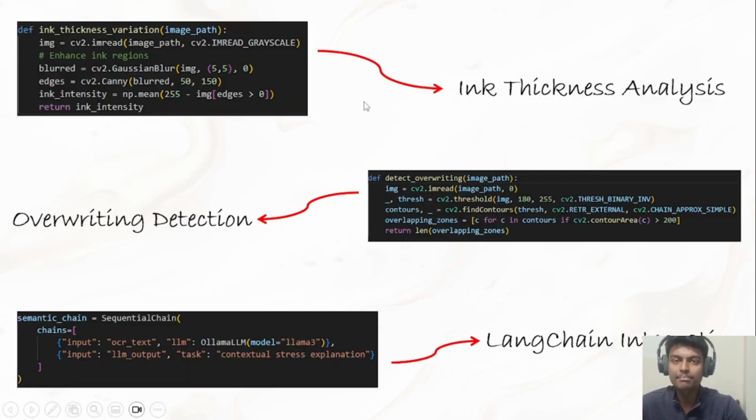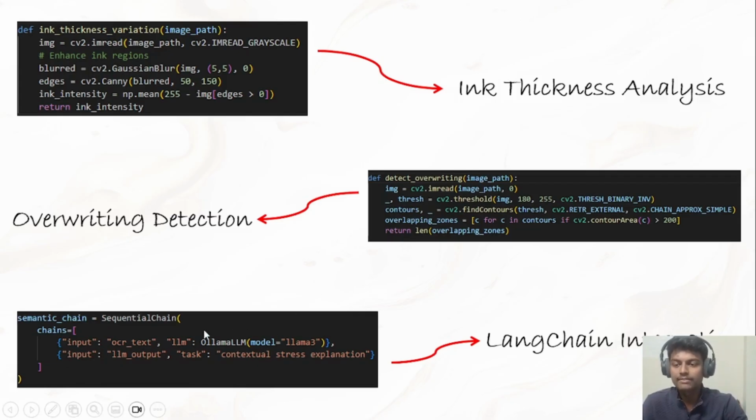These are the sample codes that we can do, like ink thickness analysis. Ink thickness analysis comes under the computer vision part. It uses a Gaussian blur and finds the mean of the ink. Overwriting detection also comes under computer vision. It stores the contours and analyzes the contour of what is connected. If there is a cut, that contour will increase and it will be detected.